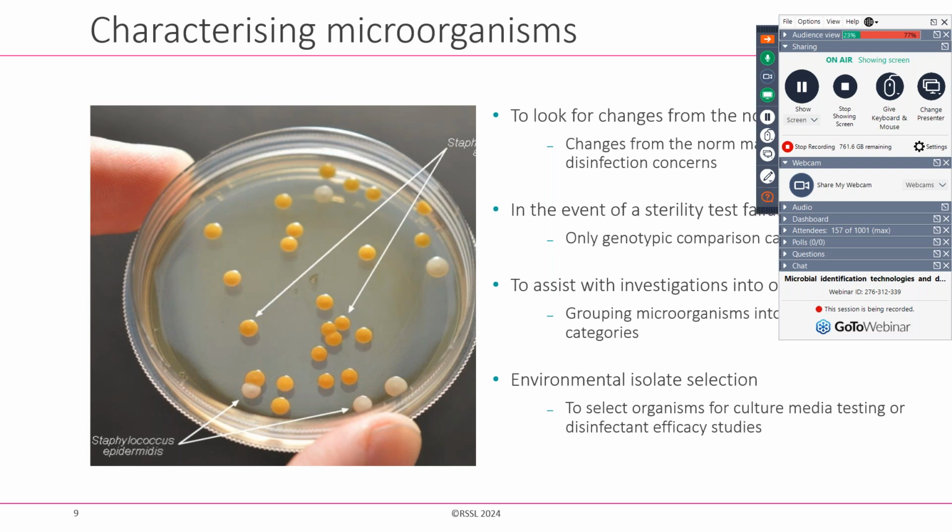Out of limits results, looking for how we might categorize organisms, and also we want to build up a library, a microbial library of things that are common and not common, and then be able to draw upon that library, whether we call them environmental isolates, wild types, whatever, in order to have organisms that we can challenge into culture media. We can help to characterize our disinfectants and so on. So there's a plethora of reasons that we can draw upon.